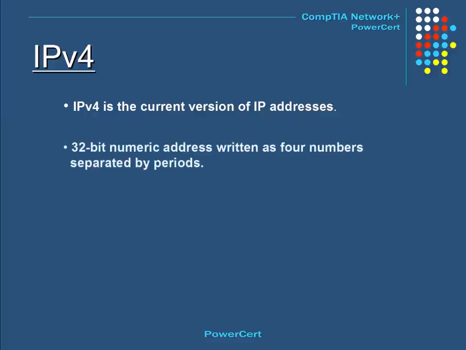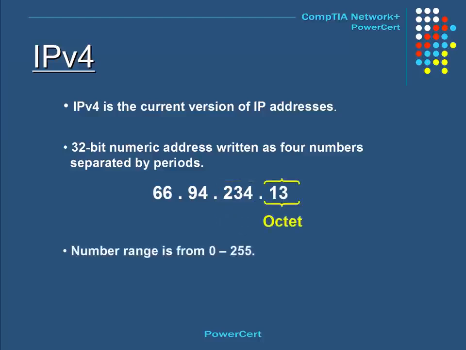It's a 32-bit numeric address written as 4 numbers separated by periods. Each group of numbers that are separated by periods is called an octet. The number range in each octet is 0 to 255. This address version can produce over 4 billion unique addresses.